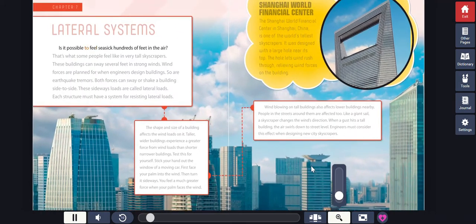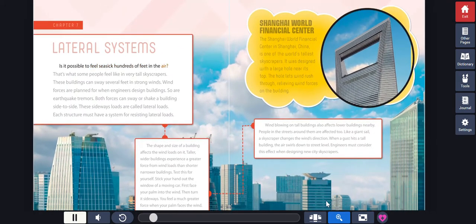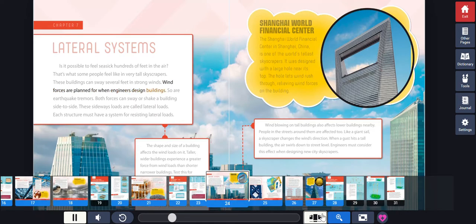Is it possible to feel seasick hundreds of feet in the air? That's what some people feel like in very tall skyscrapers. These buildings can sway several feet in strong winds. Wind forces are planned for when engineers design buildings. So are earthquake tremors. Both forces can sway or shake a building side to side. These sideways loads are called lateral loads. Each structure must have a system for resisting lateral loads.